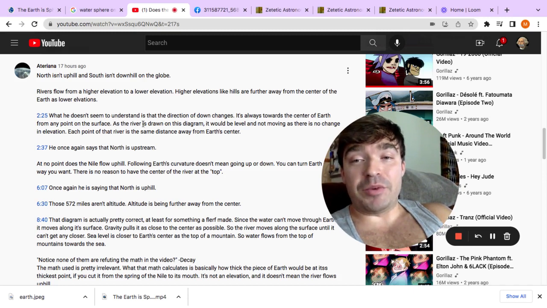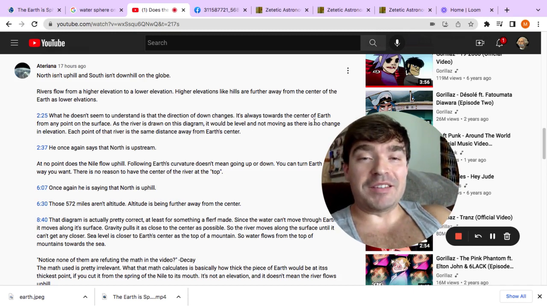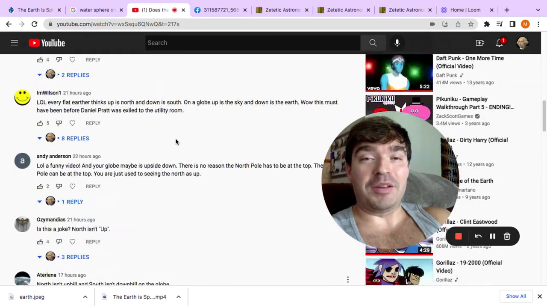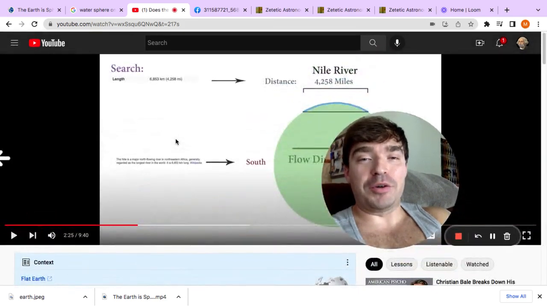Why does it then change its level from there? Okay. He says, as the river is drawn on this diagram, it would be level and not moving, as there is no change in elevation. So it sounds to me like this guy believes we're living on a level plane, and that's the only way that river would really keep moving. Okay. I'm not really sure any other way that this would keep going along this curvature here unless it's just not on the surface of the ball.